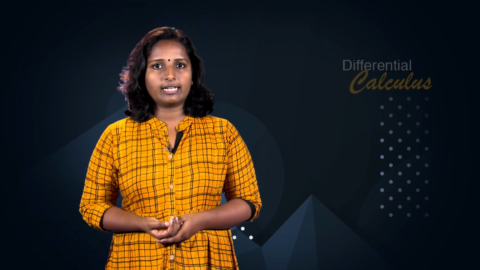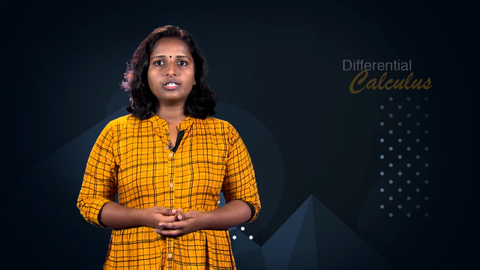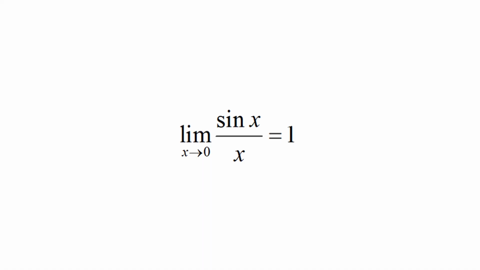Now, two more examples as x approaches 0. X upon x and x square upon x are indeterminate form of type 0 upon 0. Their limit are obtained by algebraic simplification as follows. Limit of x upon x as x approaches 0 is limit of 1 as x approaches 0 is 1, and limit of x square upon x as x approaches 0 is limit of x as x approaches 0, which is equal to 0.